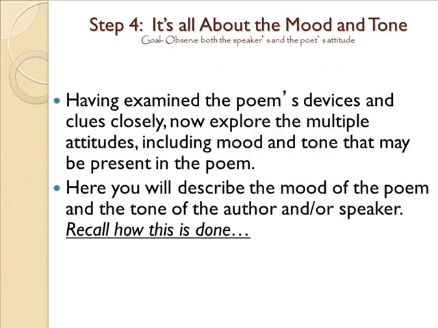The fourth step in poetry analysis is the step that focuses on the mood and tone of the poem. The goal here is to observe both the speaker's and the poet's attitude. The poet and the speaker might be two separate entities. Keep that in mind. After examining the poem's devices and clues closely, explore the multiple attitudes, including the mood and the tone, that are present within the poem. Here you will describe the mood of the poem and the tone of the author or the speaker. This was explained in the previous step.